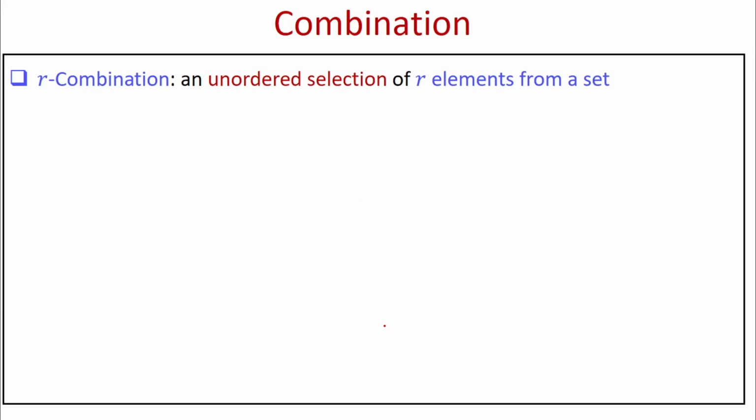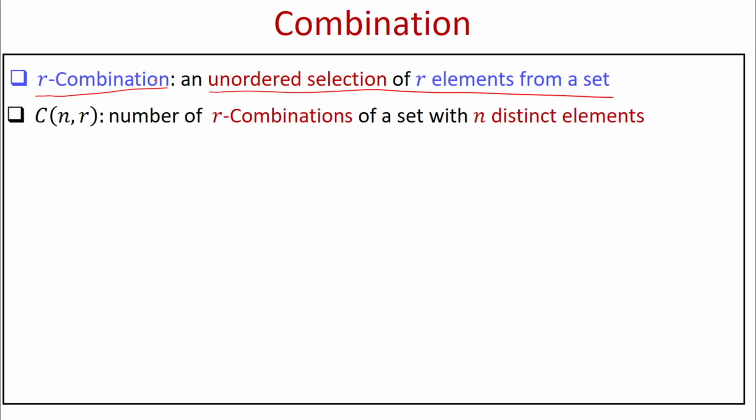Now we consider the case when we are selecting objects, but while selecting the objects, the order does not matter. That means we are now interested in unordered selection of elements from a set, and each such unordered selection is called an r-combination. So if I am selecting two objects out of three objects, then it doesn't matter whether I pick x1 before x2 or x2 before x1. Both arrangements will be considered the same.